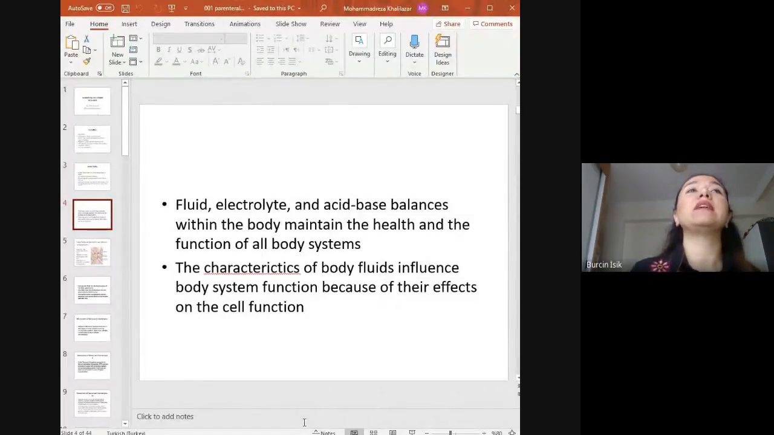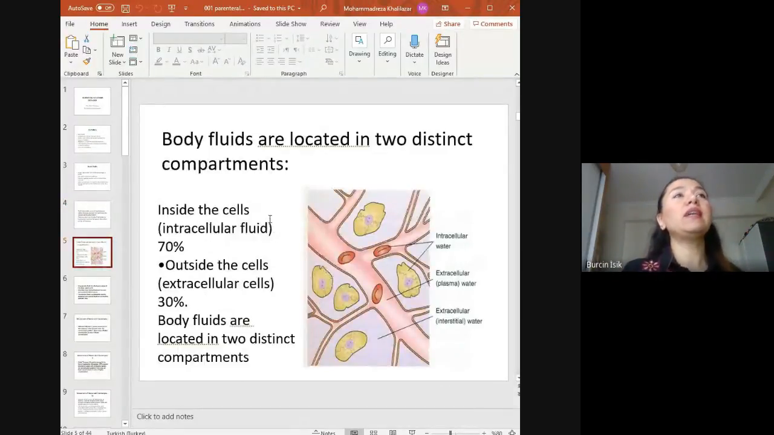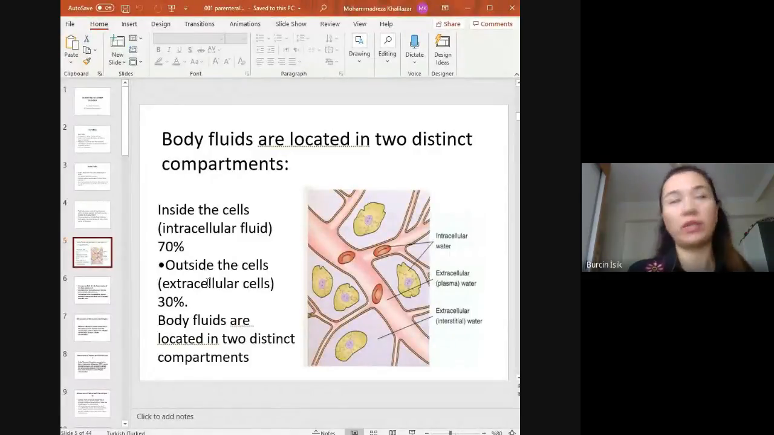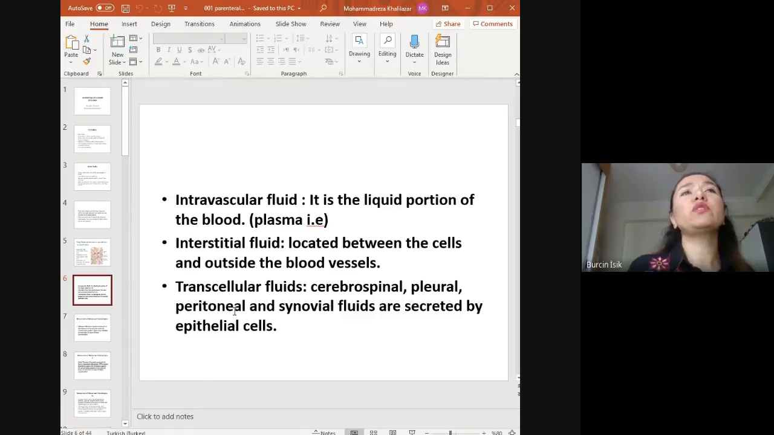Acid and base balance in the body affects all body functions. You will see the fluid is located inside the cells about 70% and outside the cells about 30%. Intravascular fluids like liquid, protein, blood. Other ones are located between the cells and outside the cells. And the third one is located in cerebrospinal, peritoneal, and synovial fluid.